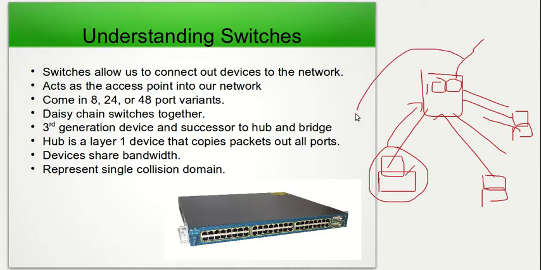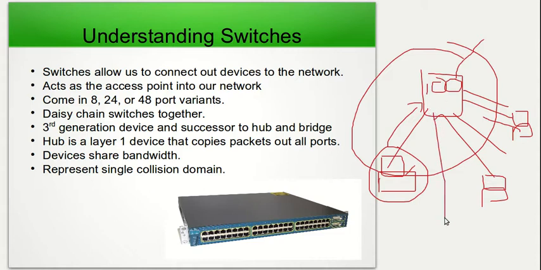This is what we call a single collision domain. By single collision domain, these devices all connect to the same network segment. This is a shared network segment, and only one device can send at a time. So if two devices try to send, the data will collide, and this will cause the data to become corrupted, and they'll have to resend. So a hub represents a single collision domain, meaning only one person can send at a single time.